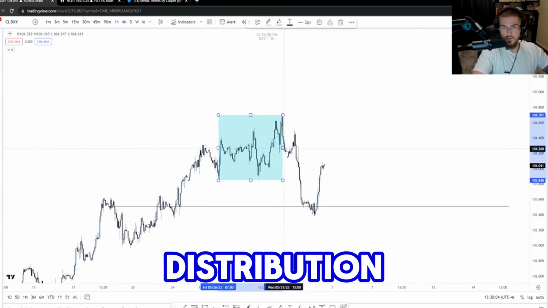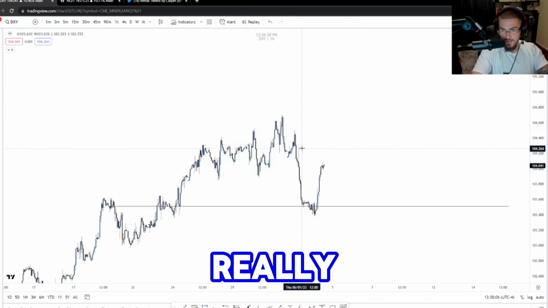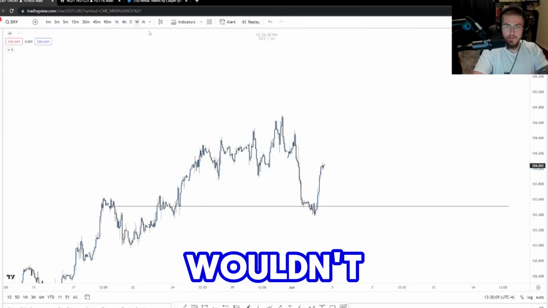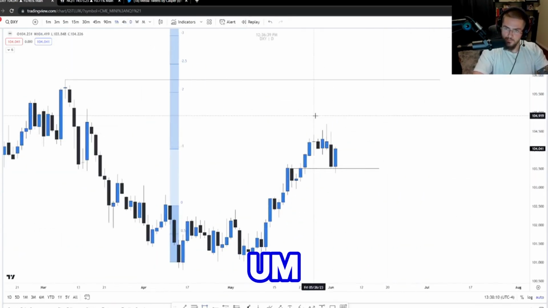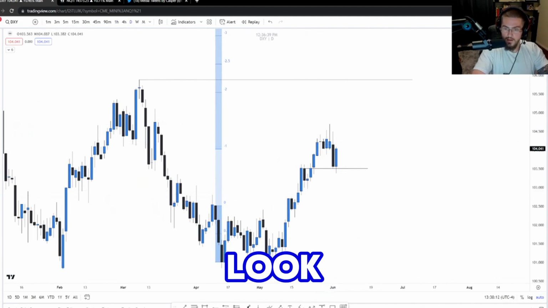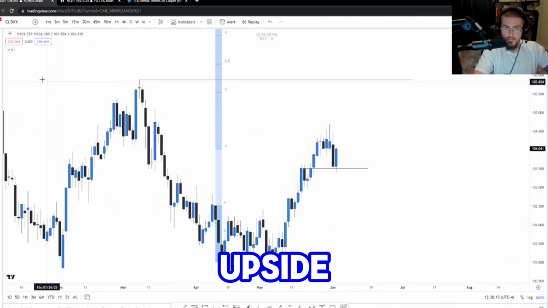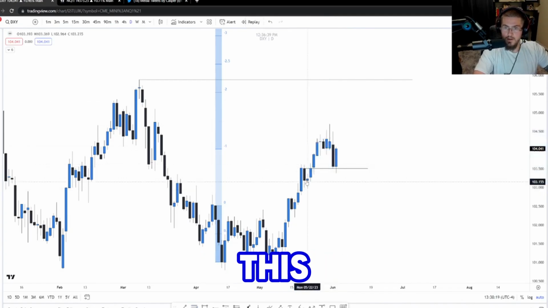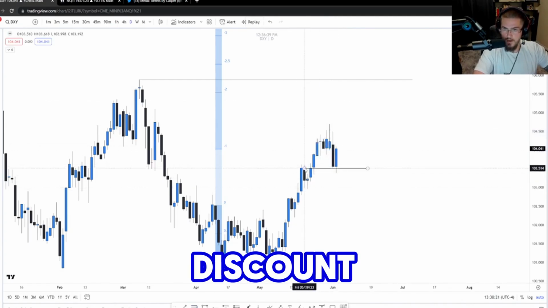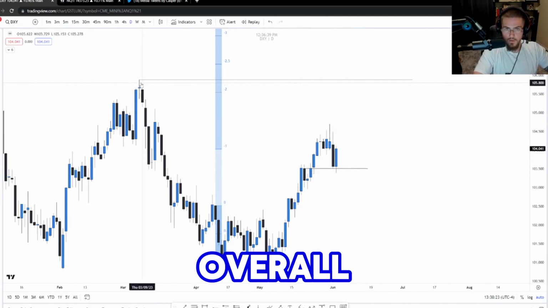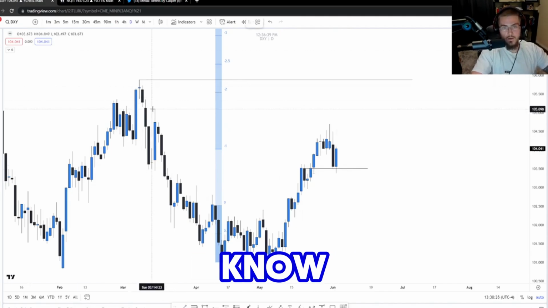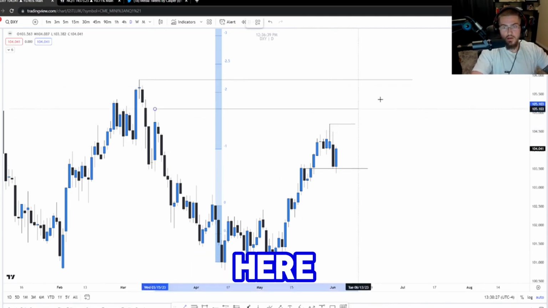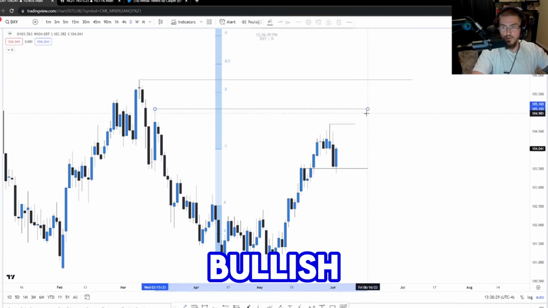Another way you could look at this: accumulation, manipulation, distribution, right? Now this isn't as time based, so I wouldn't mess with it too much. But more or less, I just look at it like bullish displacement to the upside. This low to that high, discount, order block, overall draw on liquidity above. Low hanging fruit for me would be here and here. So I'd be bullish on the dollar.